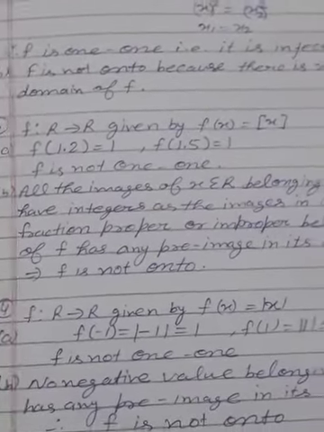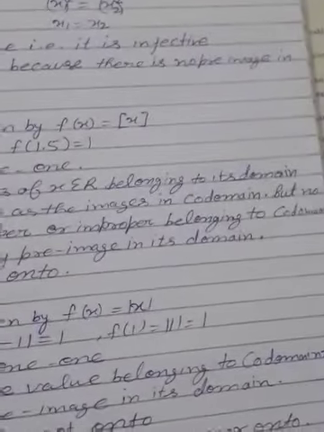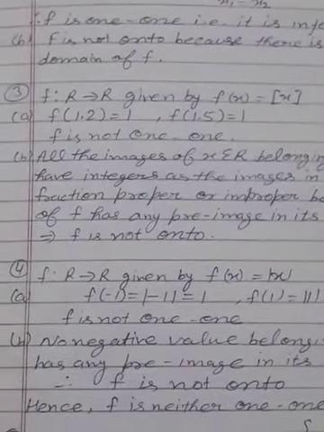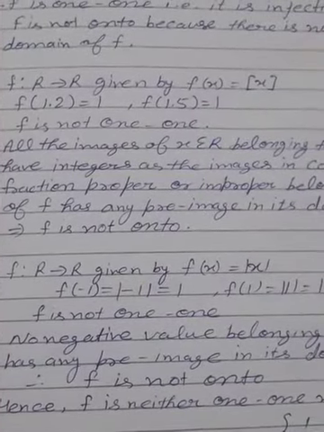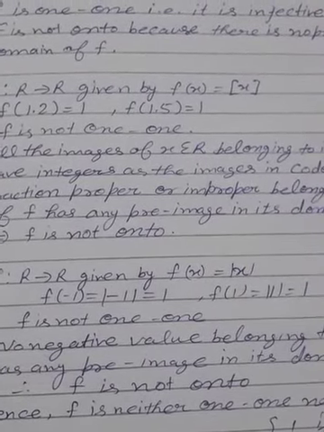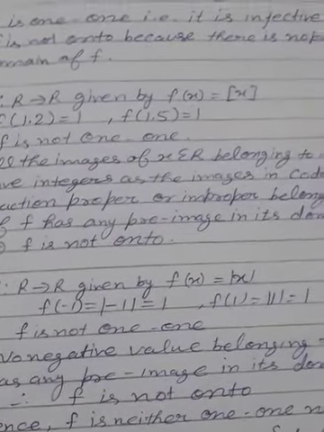Part B, all the images of x belonging to its domain have integers as the images in the codomain, but no number, proper or improper, belonging to the codomain of f has any preimage in its domain. Okay, then f is not onto.